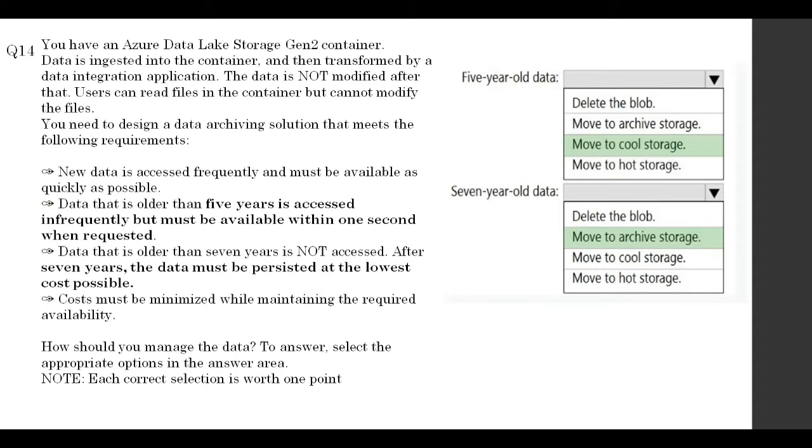So here you have these options. For 5-year-old data, they have mentioned that it is accessed infrequently but must be available within 1 second when requested, so the best option is cool storage. For 7-year-old data, which must be kept at the lowest cost possible, the best option to save cost is archiving the data. So move it into archive storage.